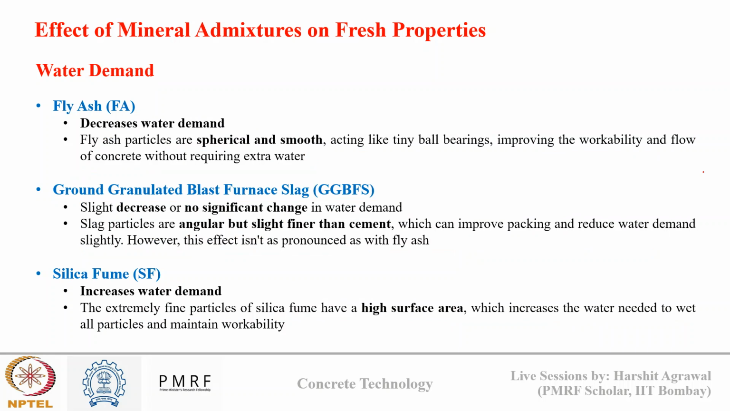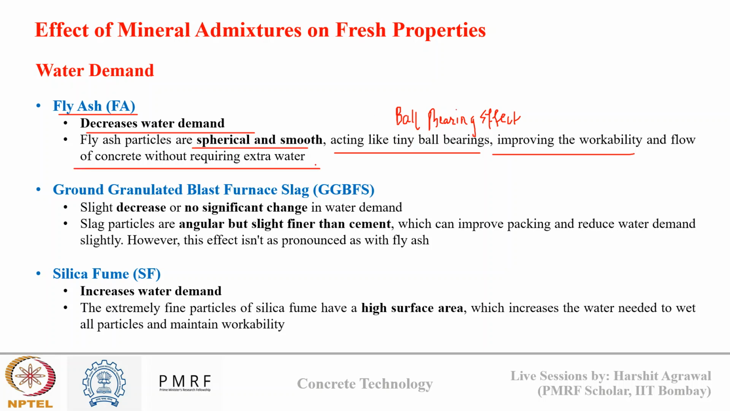Now, in terms of water demand, if I see the effect of mineral admixture, fly ash decreases the water demand. Why? Because fly ash particles are spherical and smooth in nature, and they act as tiny ball bearings. So we generally say fly ash shows the ball bearing effect. For fly ash, there is a common term which is known as ball bearing effect. And this ball bearing effect is due to the spherical and smooth particle nature of fly ash, which improves the workability and flow without requiring any additional water.